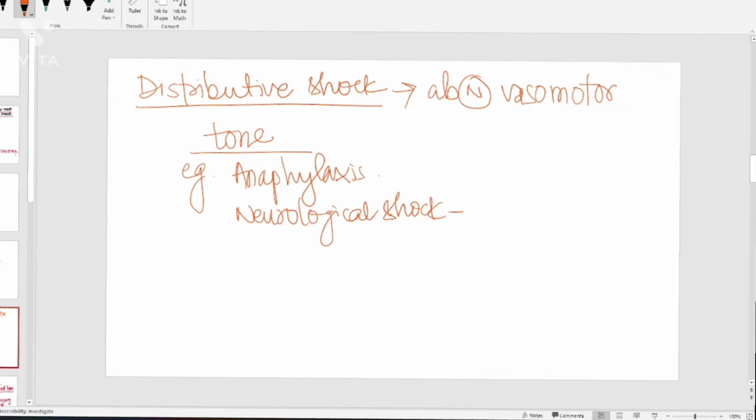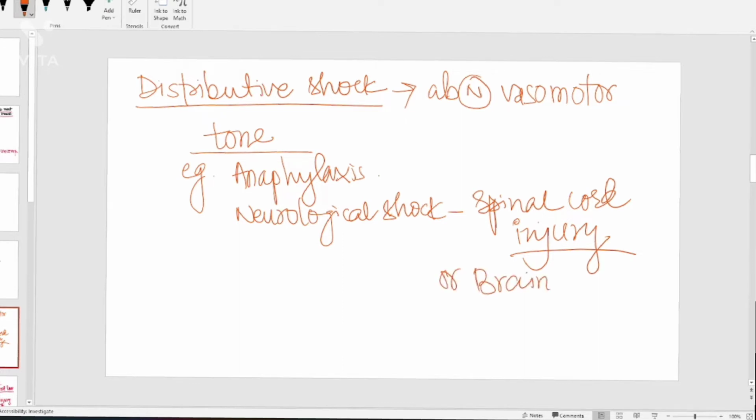Okay, or brainstem injury. Then we are going towards the next shock, that is distributive or obstructive shock. What do you mean by obstructive shock? Okay, let's take another slide.